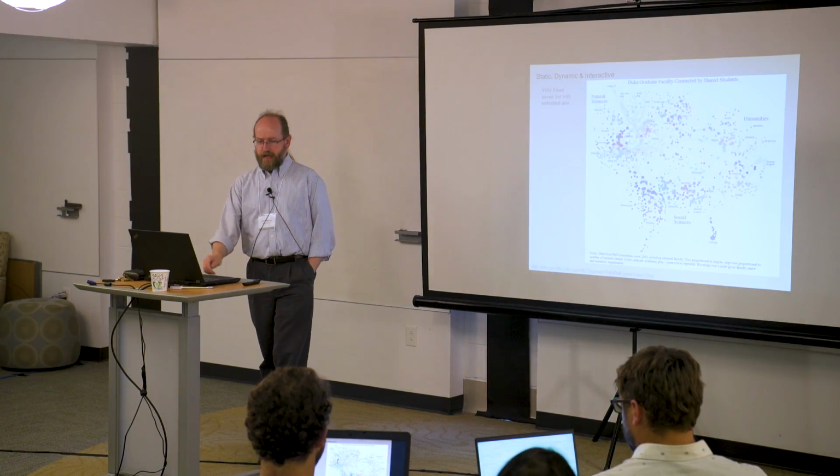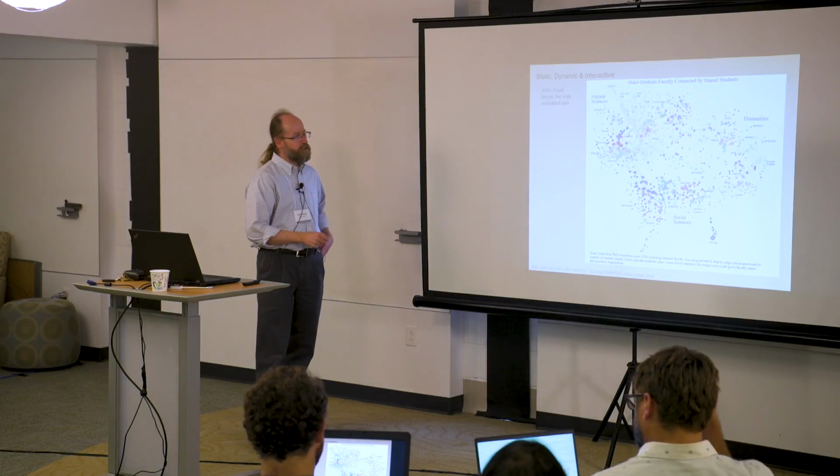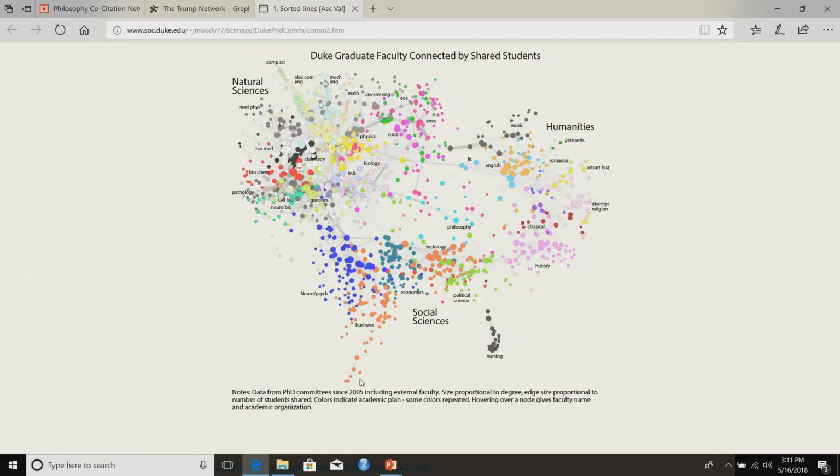Again, this is an example of this. I showed you this graph before. This is the Duke PhD Exchange Network. Each person is a faculty member, and they're tied if they've sat on a PhD exchange committee together. We have an interactive version of this one here, and if you come into this case, you can just explore it by looking around.